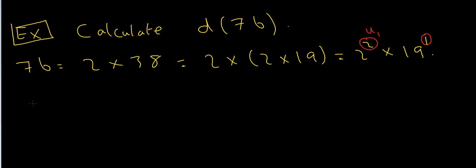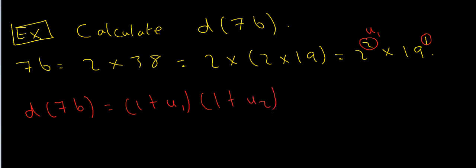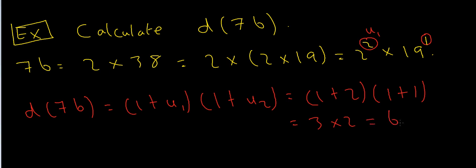So using this, I get d of 76. That's equal to 1 plus u1 times 1 plus u2. And that's just 1 plus 2 times 1 plus 1. And that gives me 3, because that's 1 plus 2, times 2, because that's 1 plus 1. And that gives me 6. So the number of divisors of 76 is 6.